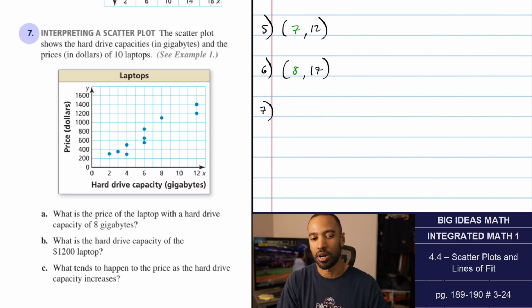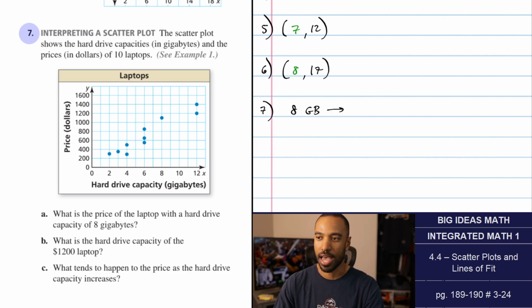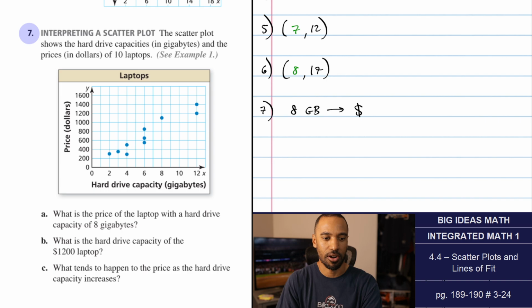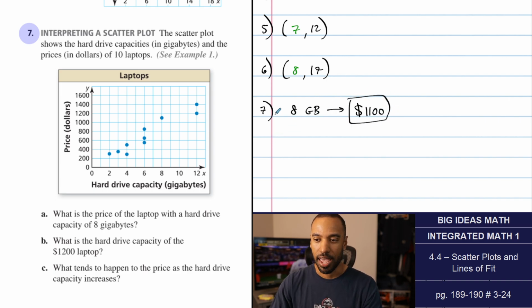First one, part A, says what is the price of the laptop with a hard drive capacity of 8 gigabytes? So this is no different than what we just did, but 8 gigabytes leads to how many dollars, right? How much money? So what we have to do is just basically find the one that goes with that as an ordered pair. 8 gigabytes is our X, and there's only one Y value for that one. It's between 1,000 and 1,200, and that's 1,100. I'm going to say is what that one's supposed to be. So there it is. That's part A.